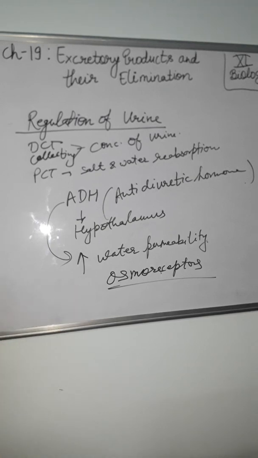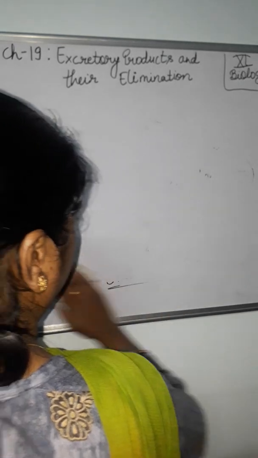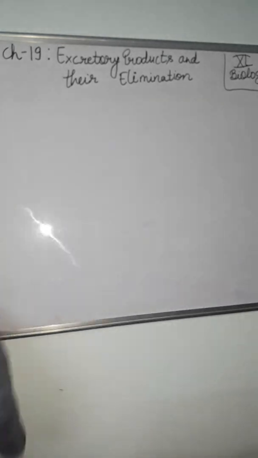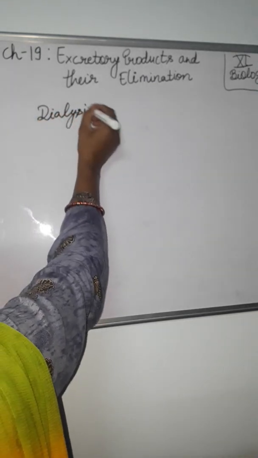Okay, aldosterone here दो उसके function है, that is ADH and aldosterone. Aldosterone कहाँ से secrete होता है? From the adrenal gland. Okay, this is the regulation. Now next one, that the next topic, that is dialysis.